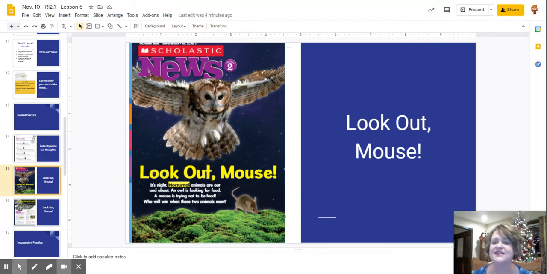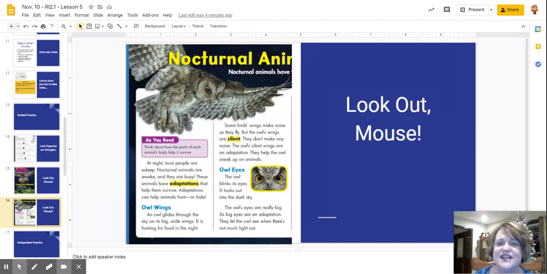So let's go ahead and let's dive into our passage. Everyone should have theirs by now. Let's look at nocturnal animals. Now, if I look at this first purple box, it says as you read. That's going to give me some focus as to what I need to think about. It says think about the parts of each animal's body as it helps it to survive. So think about the parts of the animal that is helping it to survive.